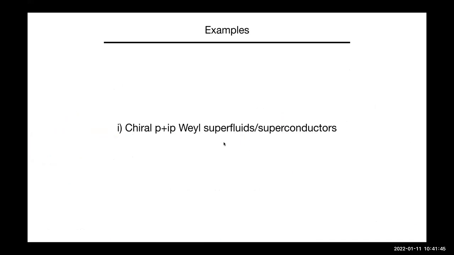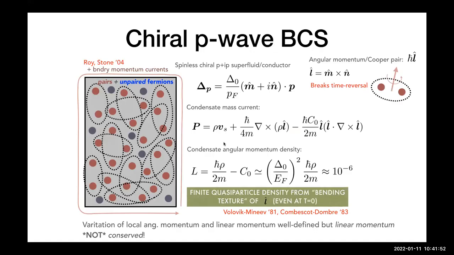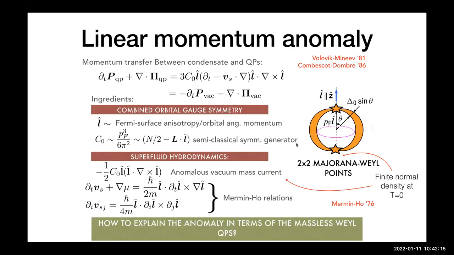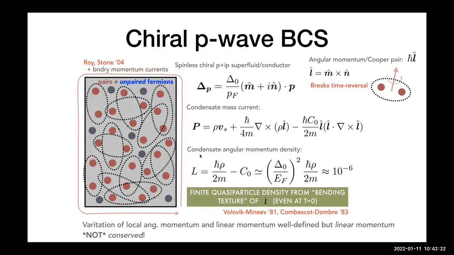So let me now, I still have maybe 12 minutes or so, so let me discuss these examples. The first one is the chiral P-wave BCS superconductor or superfluid, where there are already well-known interesting hydrodynamics examples of anomalies, cutting many details short. This system has a Weyl node, which is basically determined by the gap symmetry. And therefore, even at T equals zero, it actually has a finite density of normal quasi-particles, provided that there's a non-trivial texture in the order parameter.